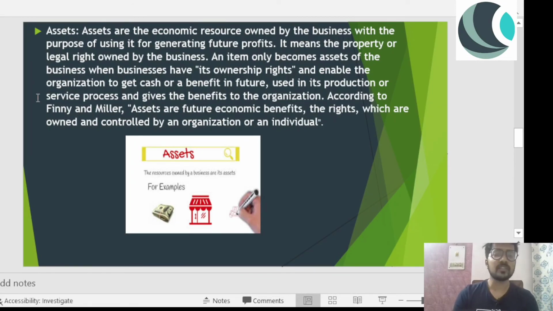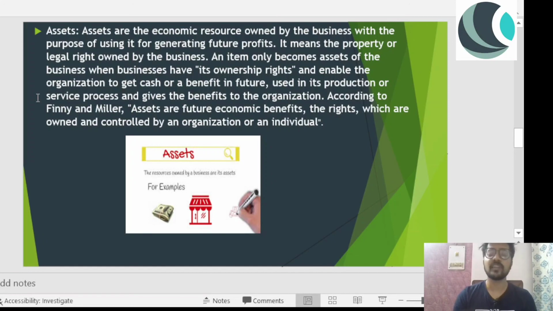So it all depends. It means the property or legal right owned by the business. So it is owned by the business. The property, like in our example, the machinery is the property of the business, and the legal rights are owned by the business. So anything related to that machinery is totally within the capacity of the business. And items only become an asset of the business when the business has its ownership right. So you are owning that particular thing, that becomes your asset, and it enables the organization to get cash or a benefit in the future, right.